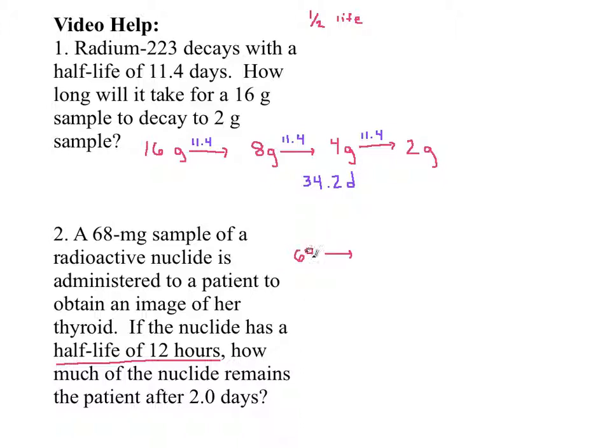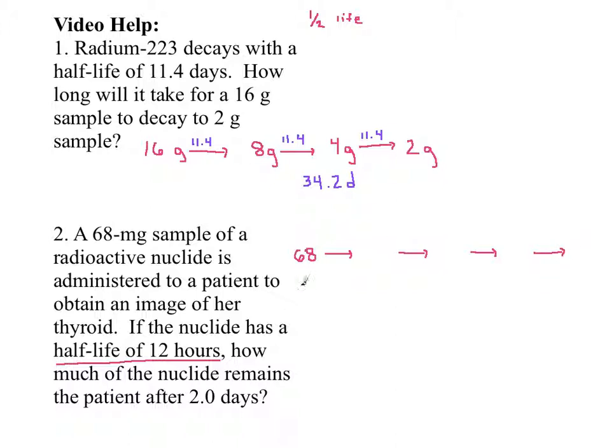That's 1 half-life, so 12 hours. This is another half-life, so that's 24 hours. 1 more half-life is 36 hours. I'm not quite at 2 days because 2 days is 48 hours. And so I need a 4th half-life. So I'm going to have 4 total half-lives.